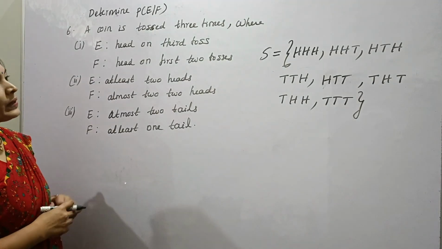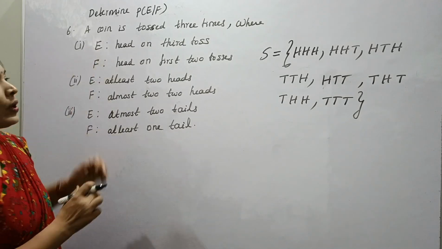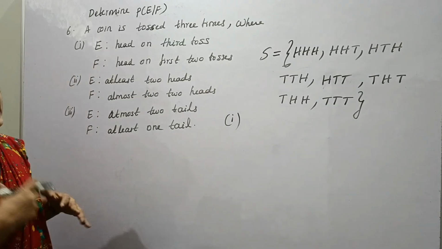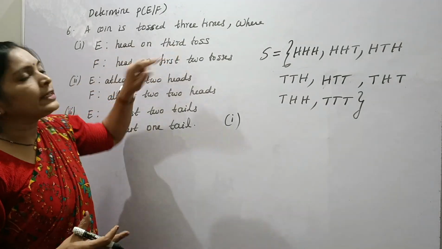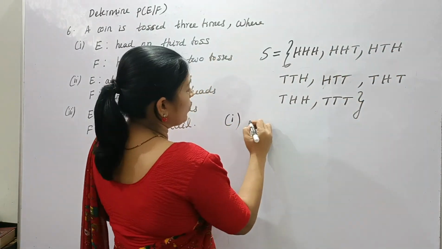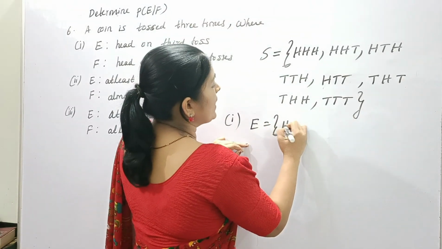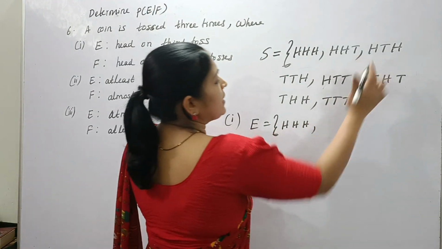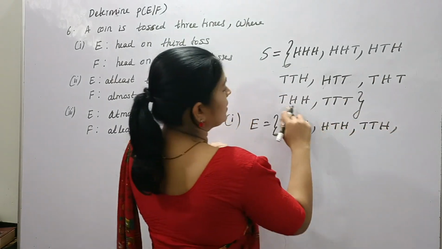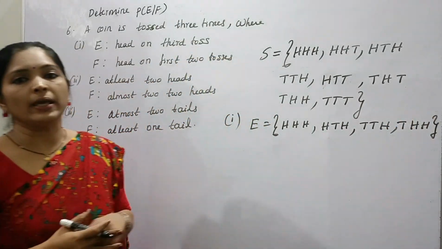Okay, so here now we will write the possible outcomes of event E. What is the event E? Head on third toss. Okay, head on third toss. Now let's write E. The possible outcomes of E are HHH, then HTH, TTH, then THH. Okay, these are the elements of event E.